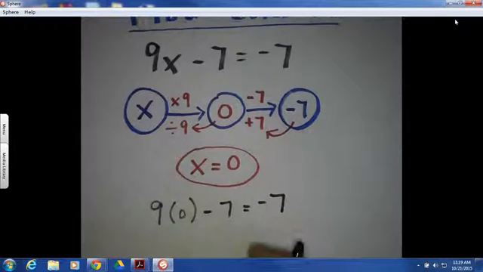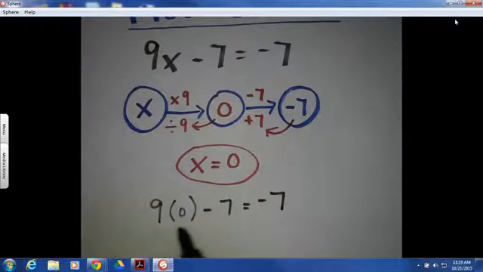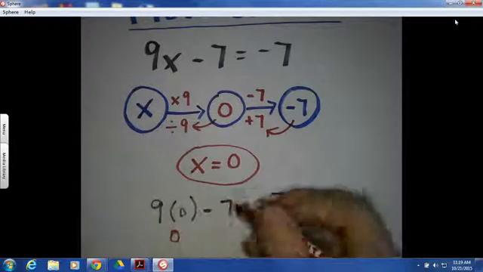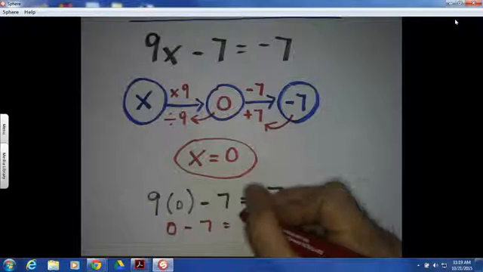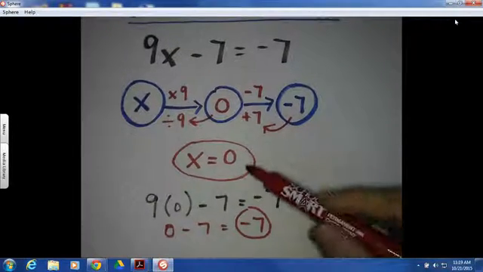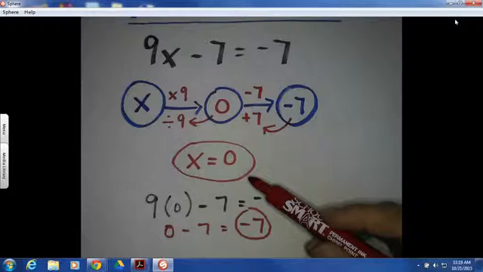Let's solve it to make sure that that does make sense. 9 times 0 is 0. 0 minus 7 does indeed equal negative 7. So x equals 0 is my correct answer.